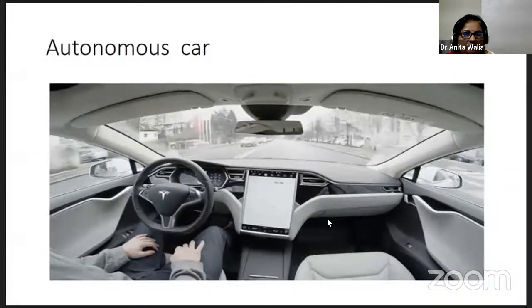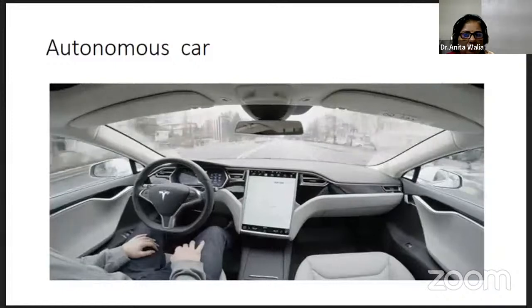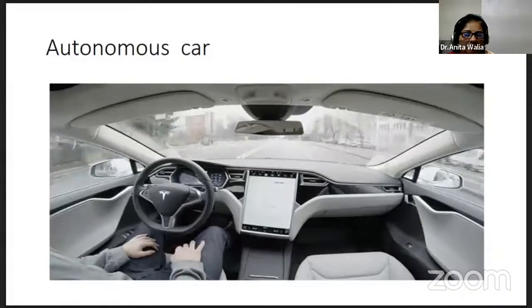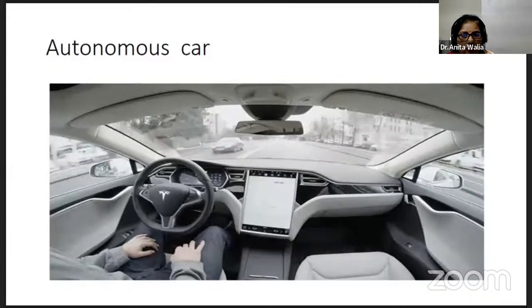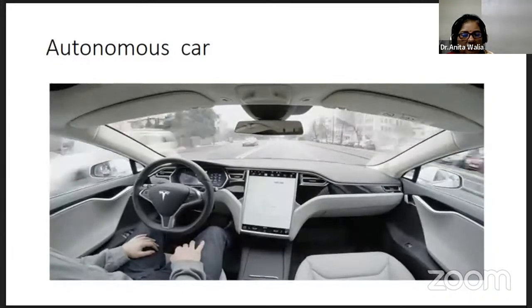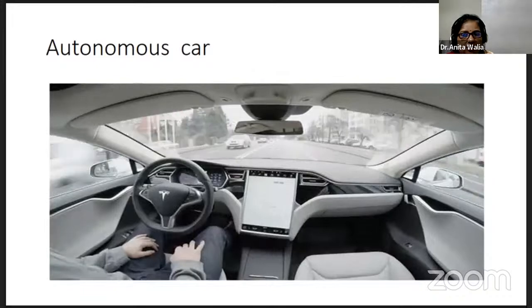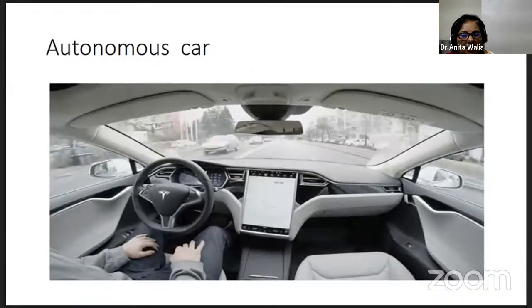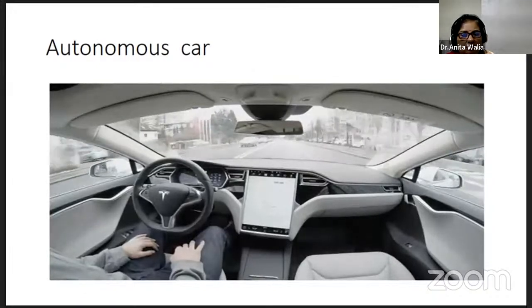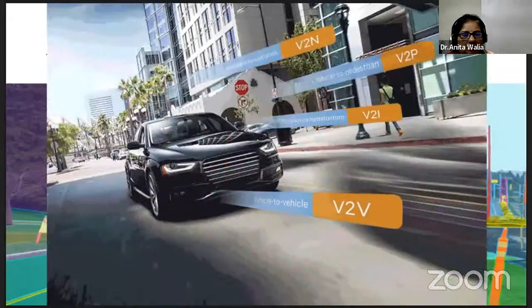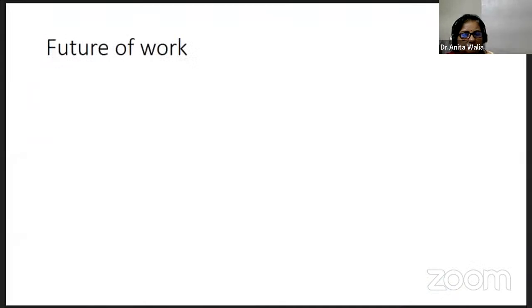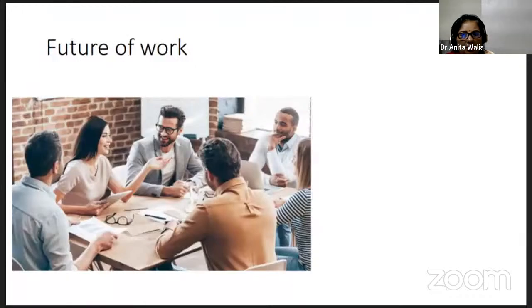The next technology which is going to disrupt the future of work, or the way business is happening, is the autonomous vehicle. Autonomous vehicles use an integrated technology of IoT, camera, computer vision, AI, everything. I have already spoken about how the driverless car works.